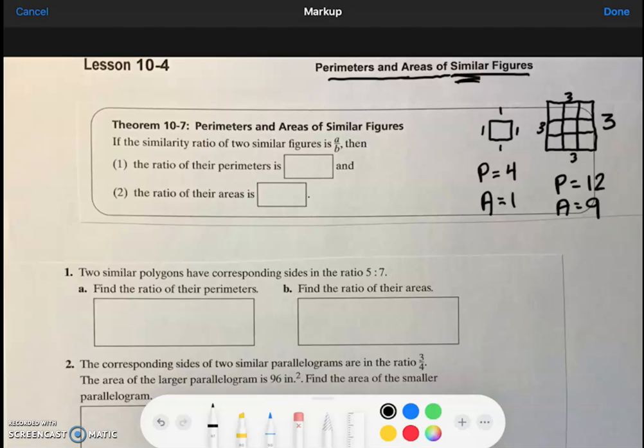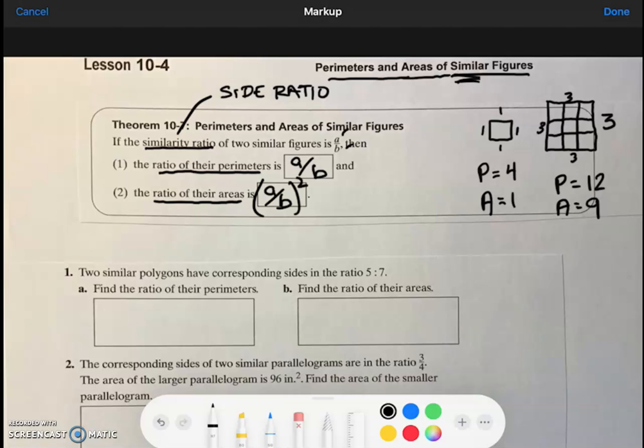So there's going to be a relationship between the two figures because they are similar. Okay, they have a ratio set up here. If the similarity ratio, which also means the side ratio, if I just compare one side to another side, that is also the similarity ratio. If it is in a ratio of A to B, then the ratio of the perimeter is also in that same A to B. The ratio of the area is not A to B, it is A squared to B squared, so you've got to square these numbers.